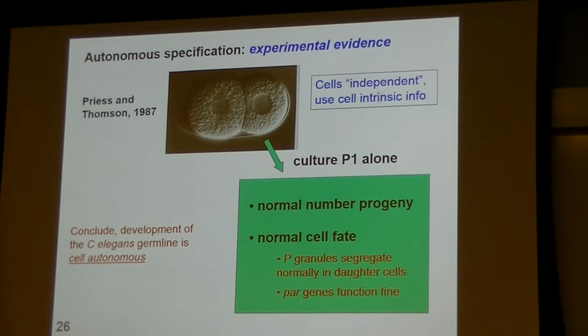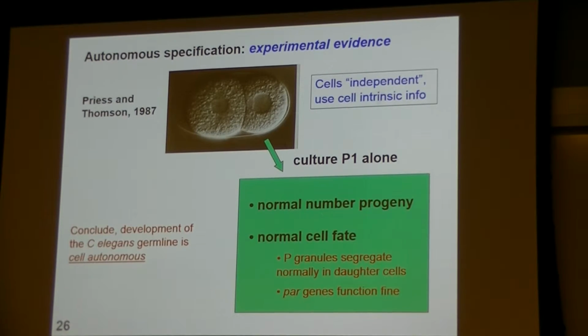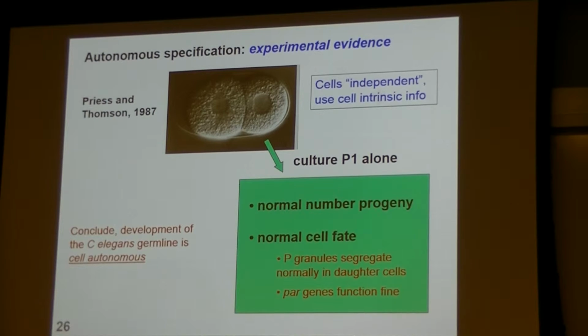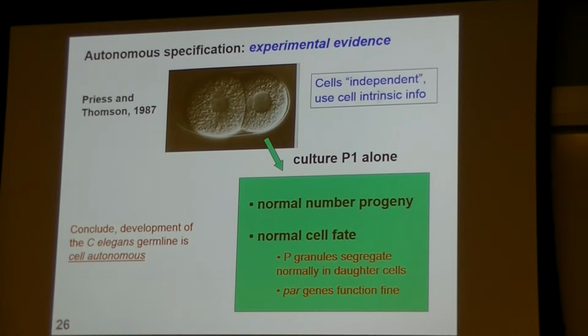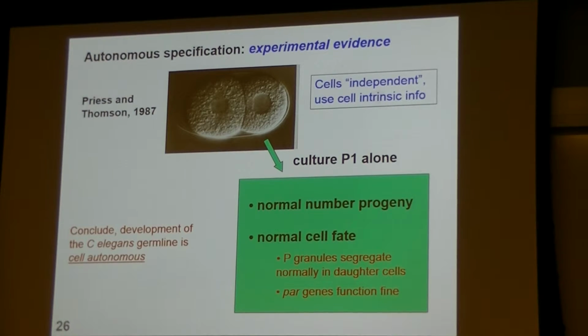So we can conclude then that, especially for the development of the germline, which is one of the PCL fates, this is a cell intrinsic or a cell autonomous mechanism driving this process. And in general, C. elegans largely relies on cell autonomous mechanisms for separating cell fate. Sort of a well-known characteristic for C. elegans.